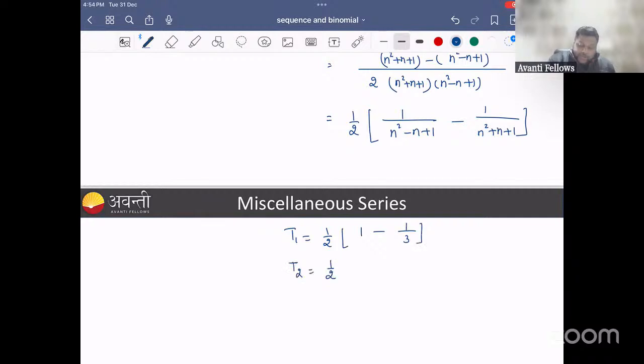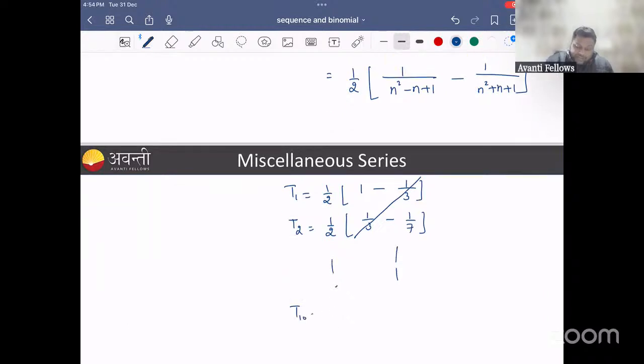T2 is what? Half of 1 by 3 minus 1 by 7. So this is the pattern of cancellation. So don't do many terms. Directly find T10, which is half of 1 upon 91 minus 1 upon 111.